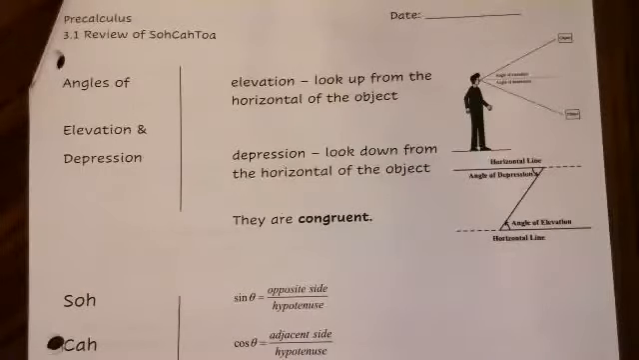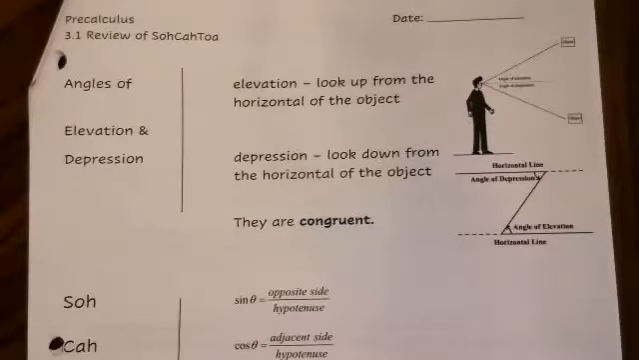All right, we reviewed those 30-60-90 and 45-45-90 triangles. There was some practice in your packet, so make sure that you practice a couple of those to make sure you learn those patterns. Now we're going to go ahead and review angles of elevation and depression and SOH-CAH-TOA.